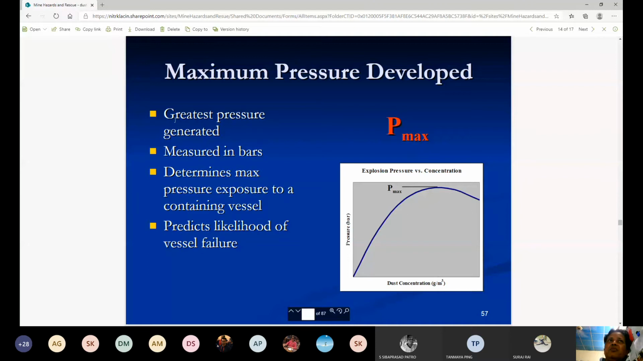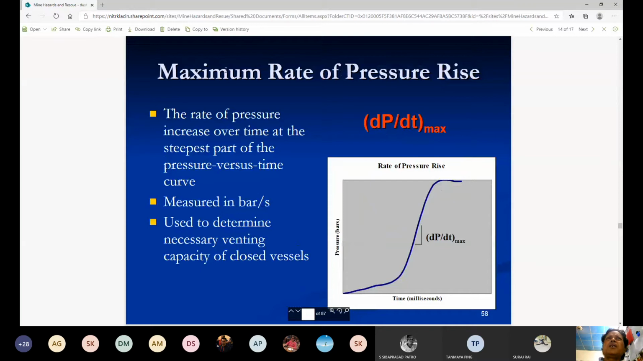What is the greatest pressure generated? P max, measured in bars. The pressure is measured in bars. It determines the maximum pressure exposure to a containing vessel, and it will predict the likelihood of vessel failure. If more pressure is developed, then the vessel will break and an explosion will take place.